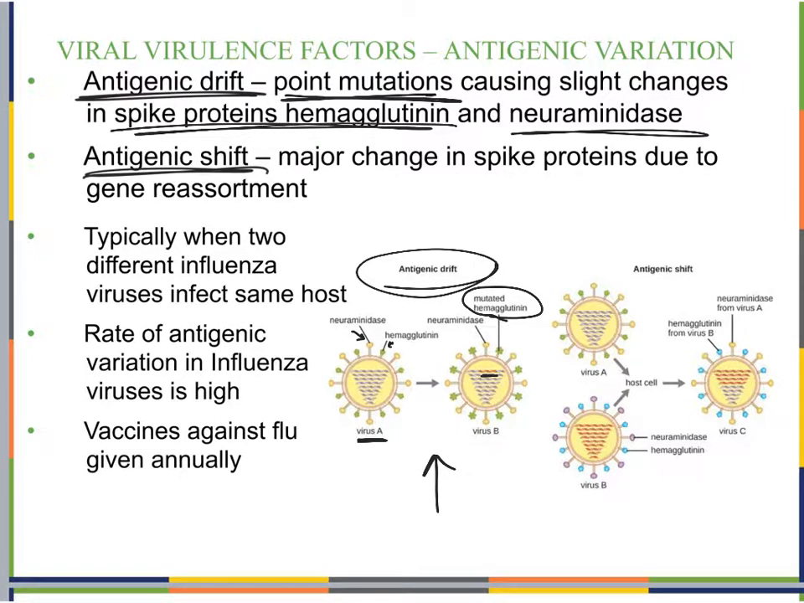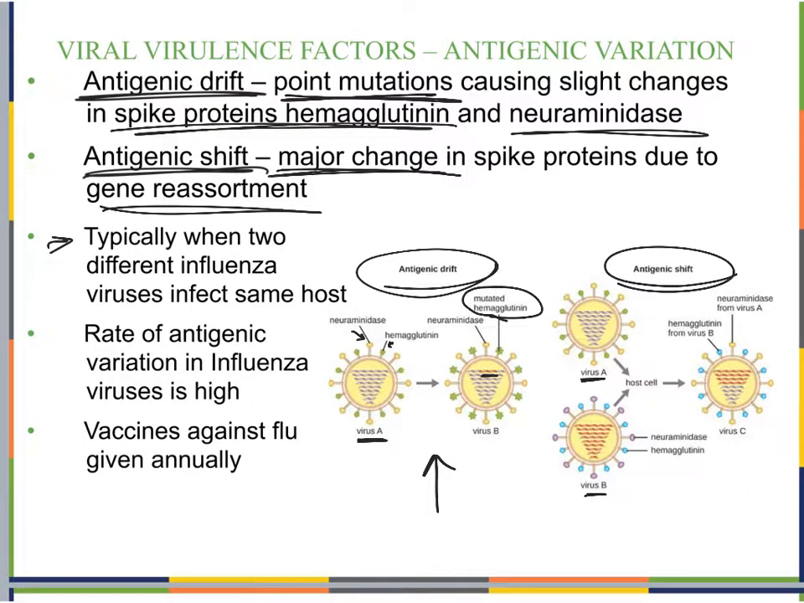Secondly, here we have our antigenic shift. So in this case, this is when we have a major change in the spike proteins. So that's why it's a total shift rather than just a slight drift. So a major change in the spike proteins, and this is due to gene reassortment. So over here we have an image that's showing antigenic shift. And so we have virus A and virus B, and here I have mentioned that it's typically when we have two different influenza viruses. This is when we often see this change, which is why every single year we have different types of flu going around.